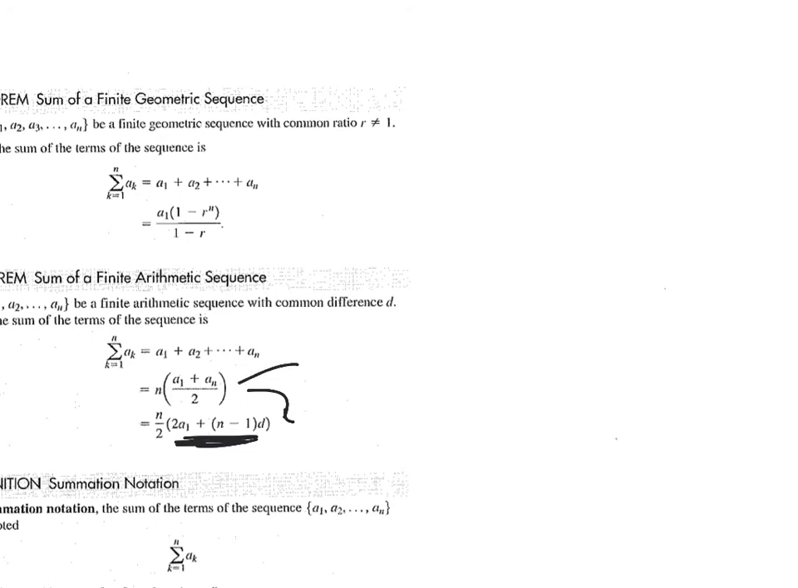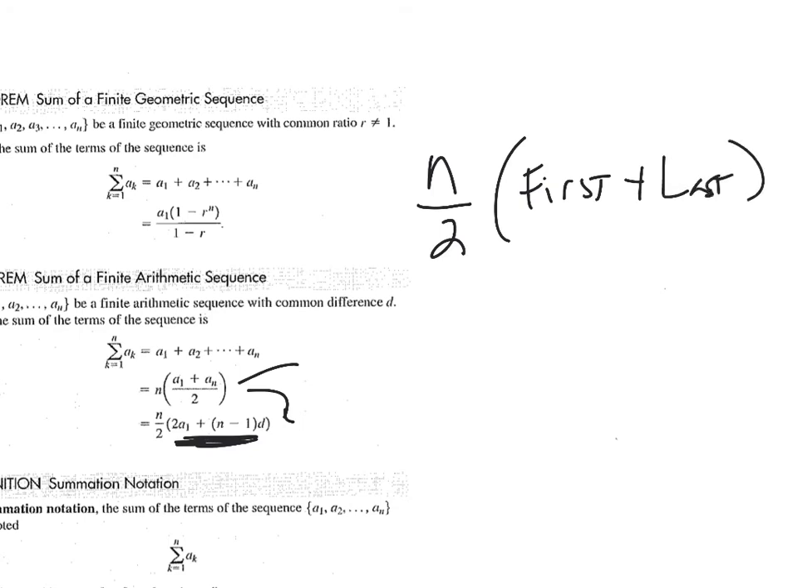And what does that formula say? That says take your number of terms, divide them by 2. I'm just doing a little bit of distributive property. Then you take the first term plus the last term. Add those together, times n over 2. So if I want to find the sum of the first, this is something that pops up a lot on the SATs.